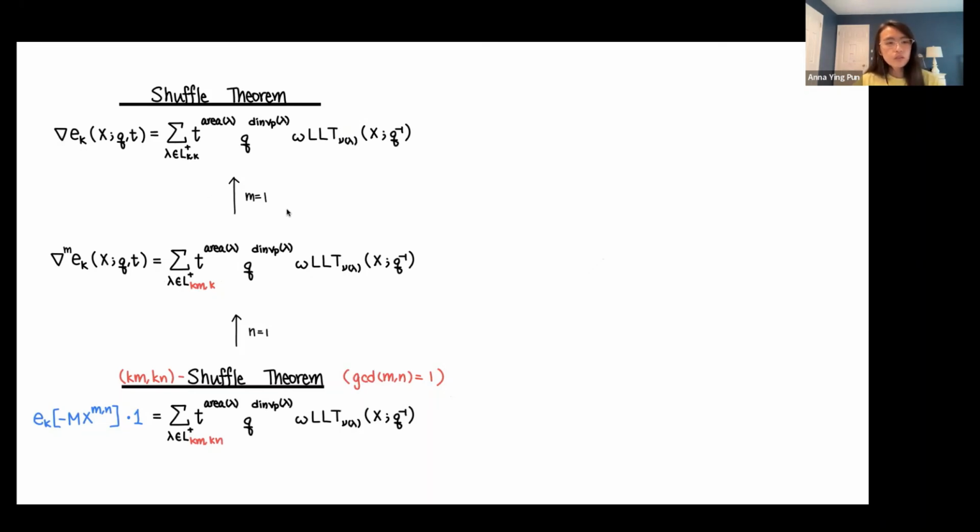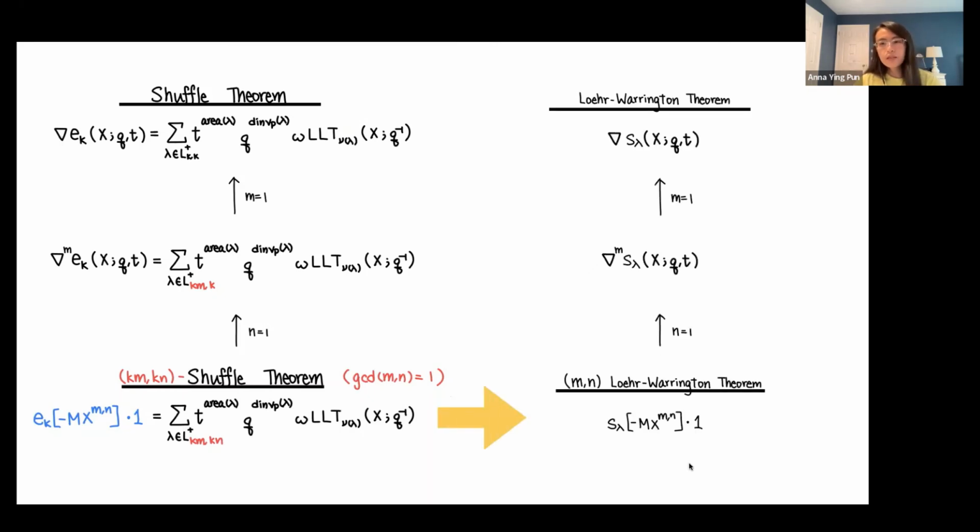So now, if we change everything to Schur, then it actually gives us the same thing. So that is what we call the Warrington theorem. Instead of EK, I just write it as S lambda. And when n equals 1, I get nabla M. When m equals 1, I get the nabla. So these are the classic Warrington theorem or conjecture. And then this is our version of the MN Warrington.